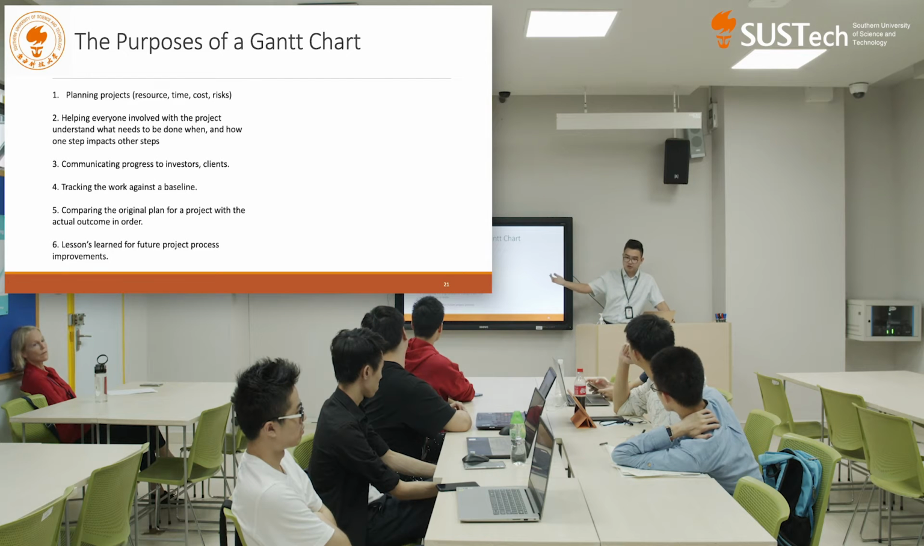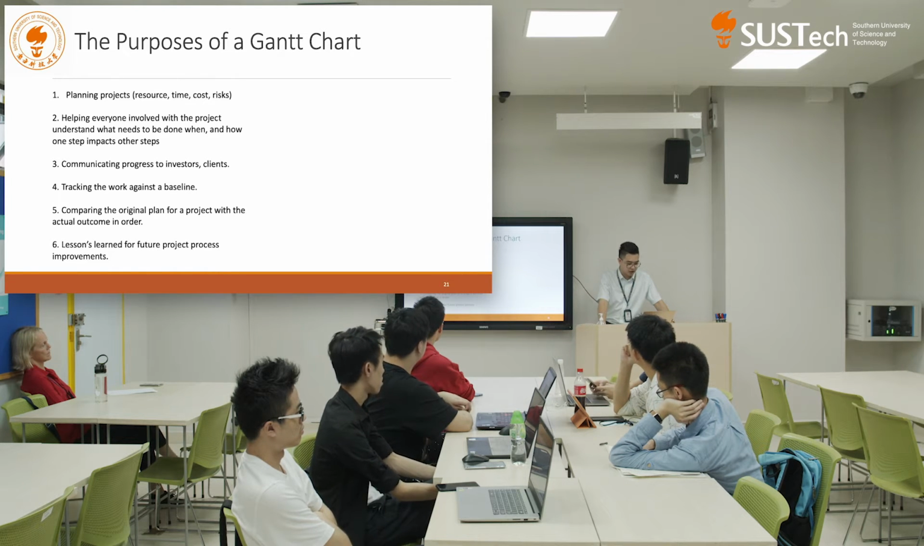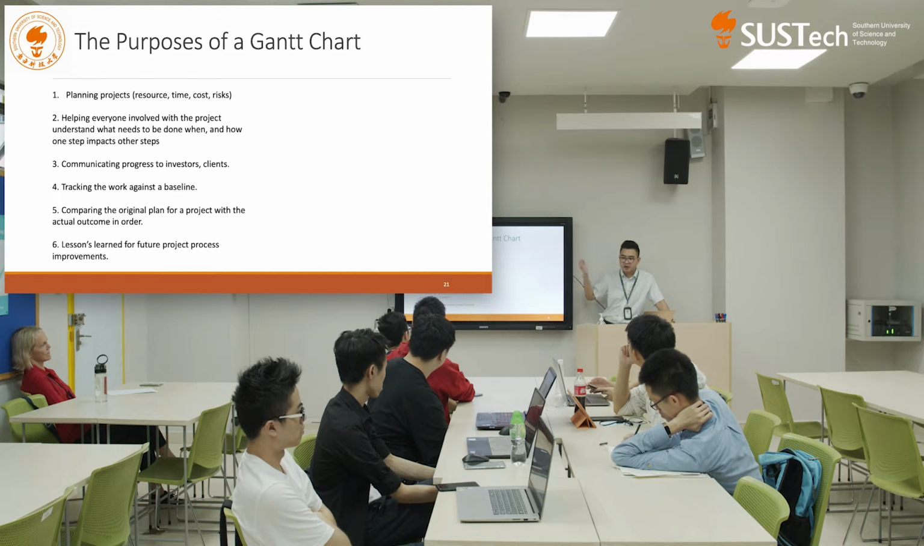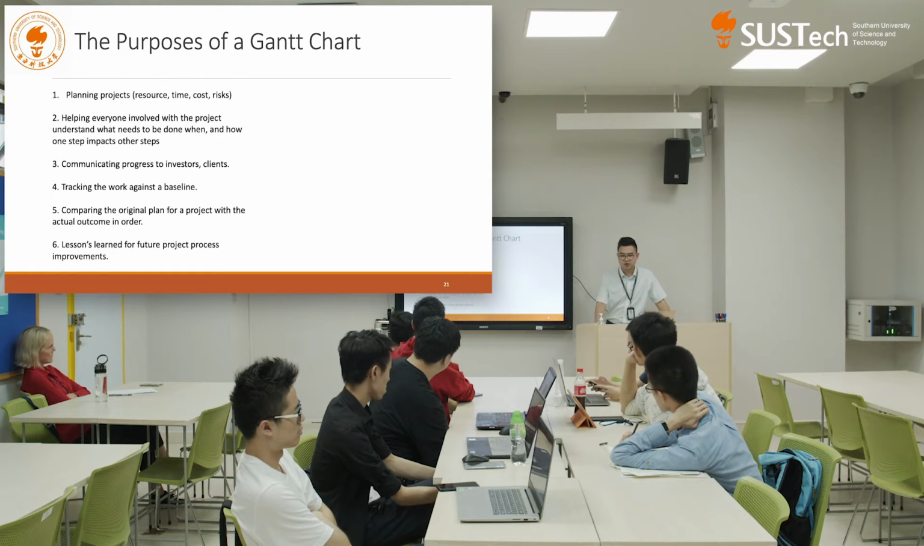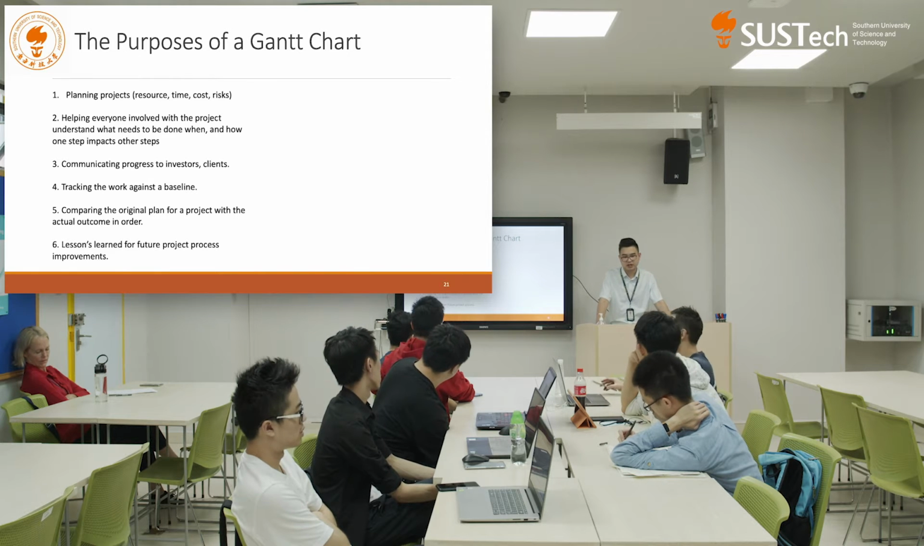And then it allows you to check the work against the baseline, right? It also allows you to compare the original plan for a project with the actual outcome. So the most important is for you to learn lessons for future project process improvements. So those are the whole purposes of why we use the Gantt chart, right? And in your design project, I hope you can generate a very simple Gantt chart, for you to practice and exercise, right?